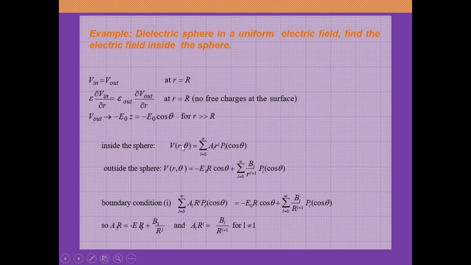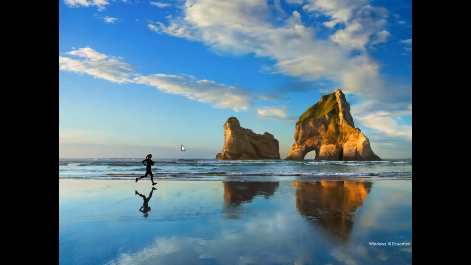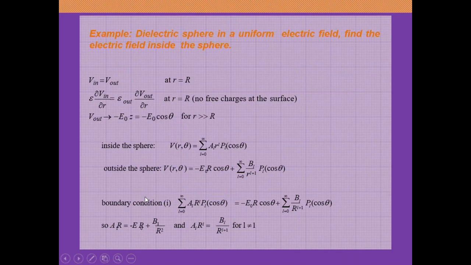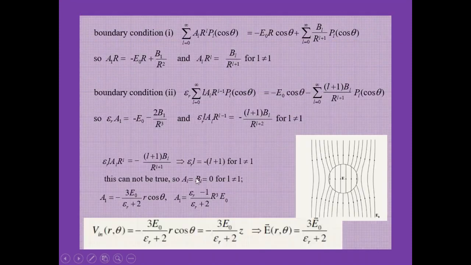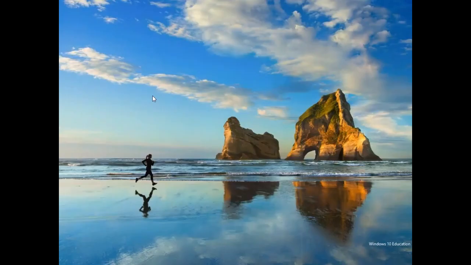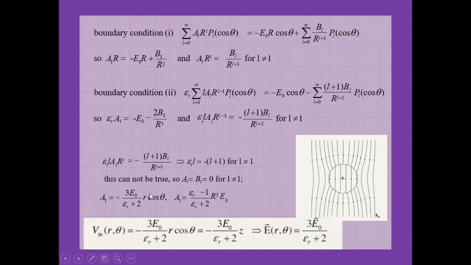For inside the sphere, we have this, and for outside the sphere, we use this. And for boundary condition one, we go with this. So also we have it here, the boundary condition for one, we have it as this, and for two, we use this, and so on.